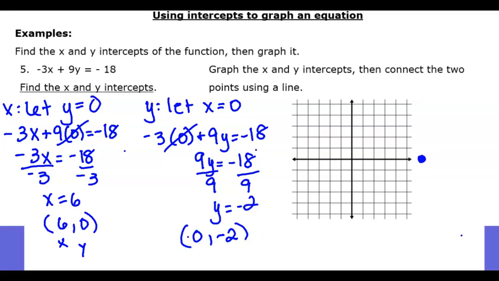Okay, there's our y-intercept. So I'm going to start here at 0, and then I'm going to go down 2. So my x is 0, but then my y is negative 2, so I go down 2. I've got my 2 points.